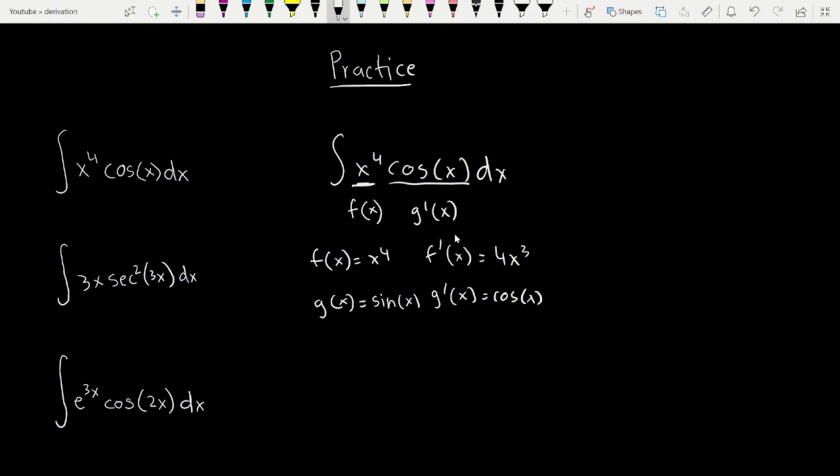And so that is going to be f of x times g of x. So that is x to the power 4 times sine x, right? And then subtract the integral of f prime of x, which is 4x to the power 3, times g of x. So that's that thing right over there. Okay, so I just end up with another integral.